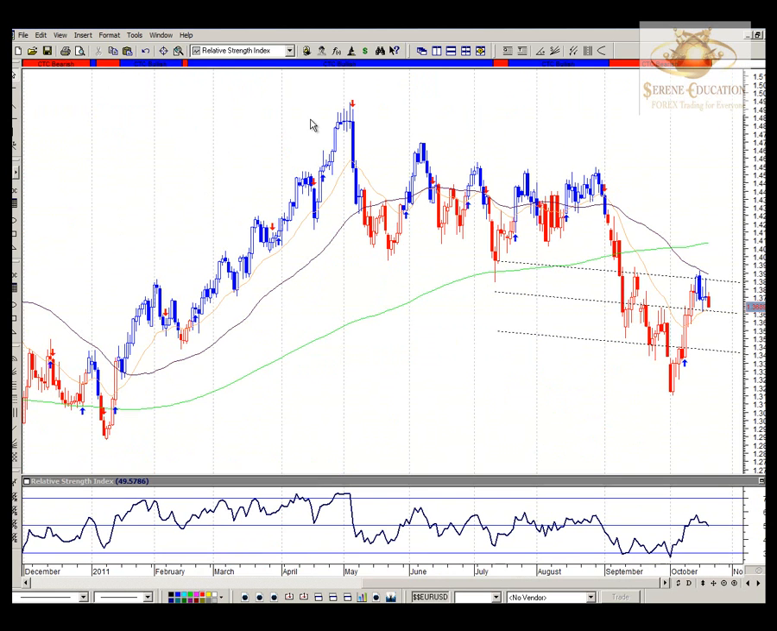Hi guys, just going to go over the 4 Majors, starting with Euro against US dollar on a daily time frame. Let's have a look. Okay, what do we have?